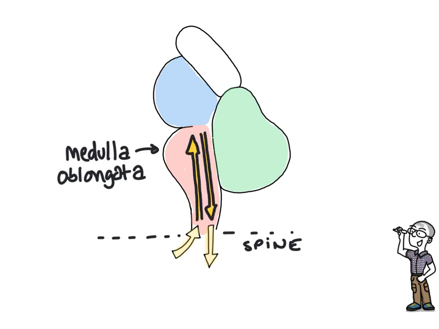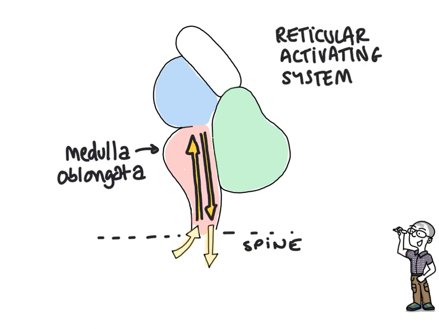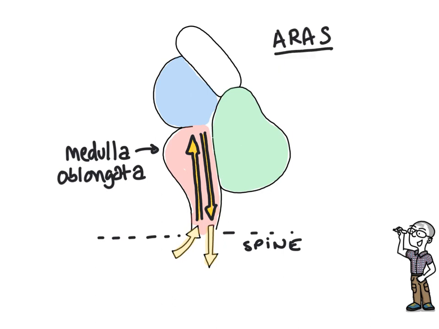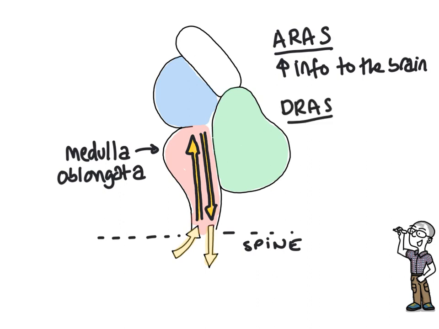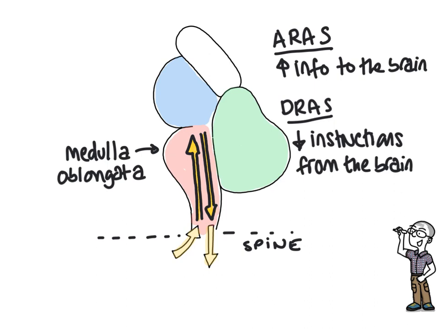Running through the medulla is the reticular activating system, or RAS. This is like your brain's broadband of information to and from the brain. The ascending, or ARAS, carries information to the brain, and the descending, or DRAS, carries instructions from the brain to the rest of the body. Now, the reticular activating system is going to be important later on when you look at biological rhythms like sleep.